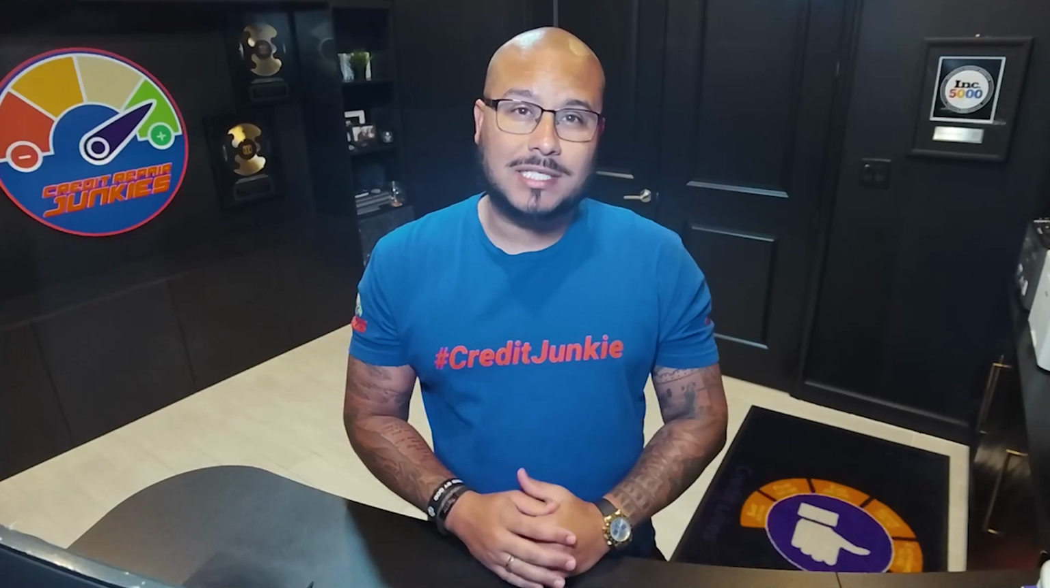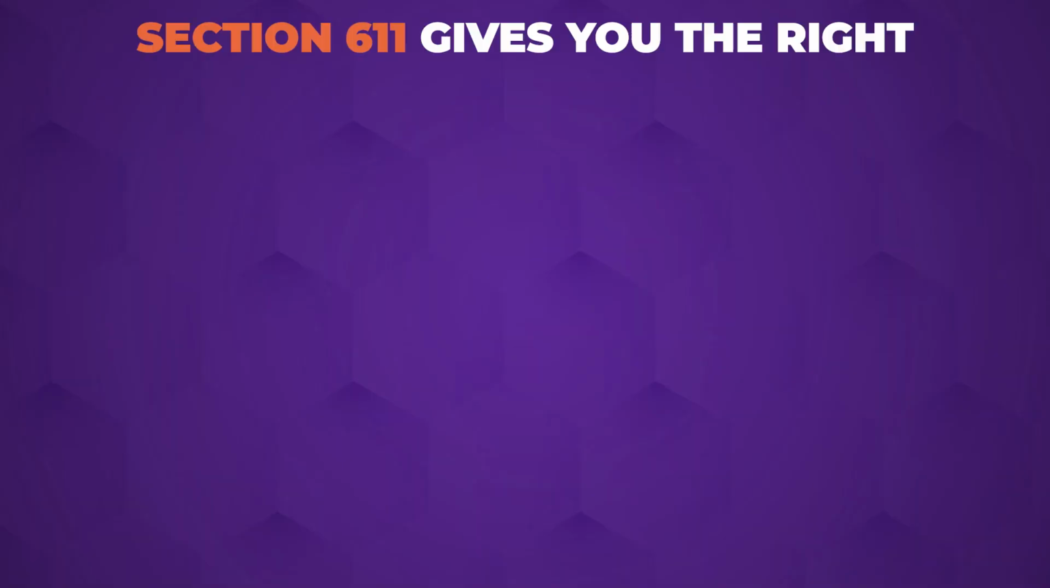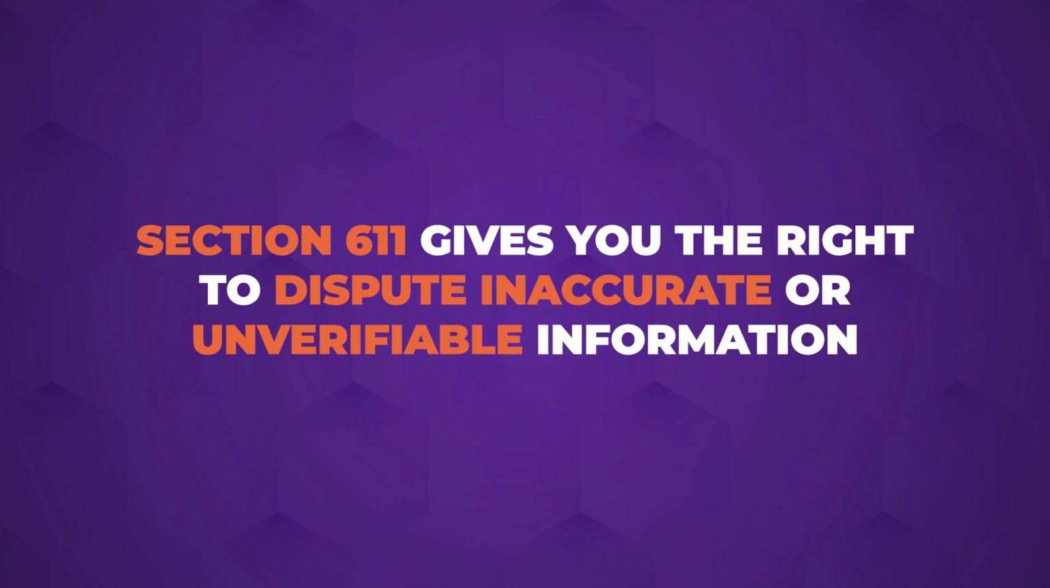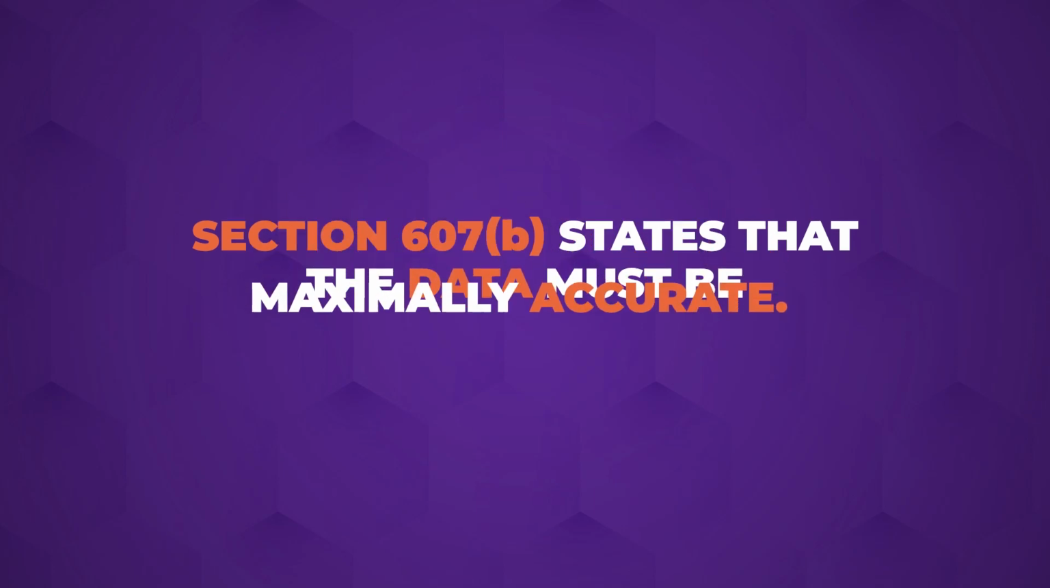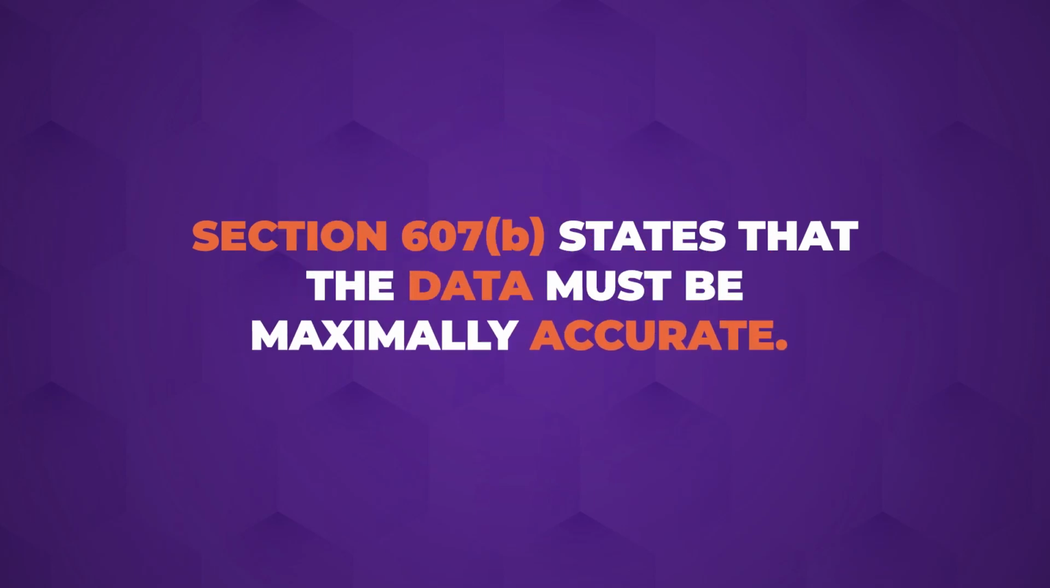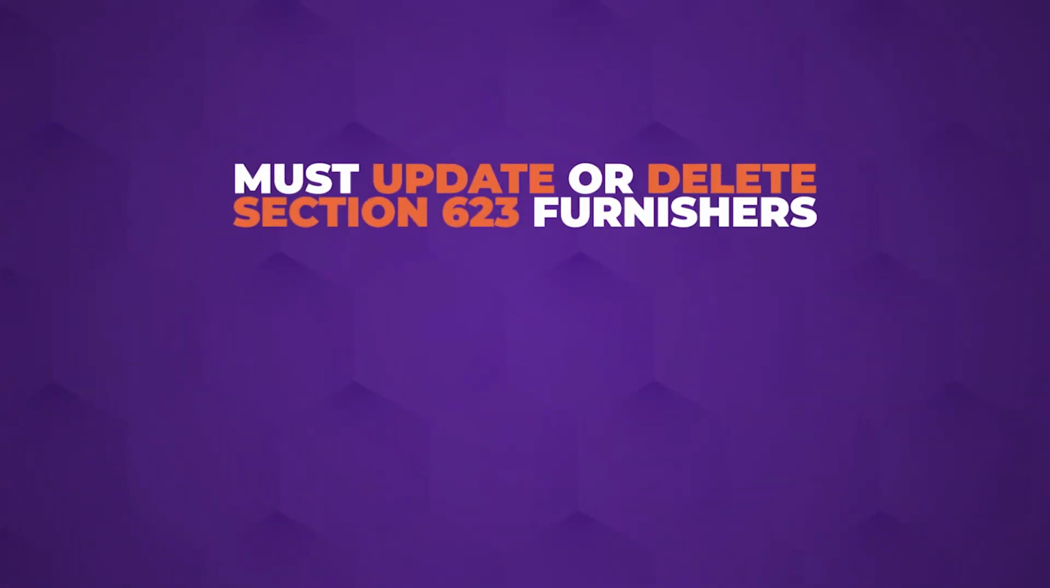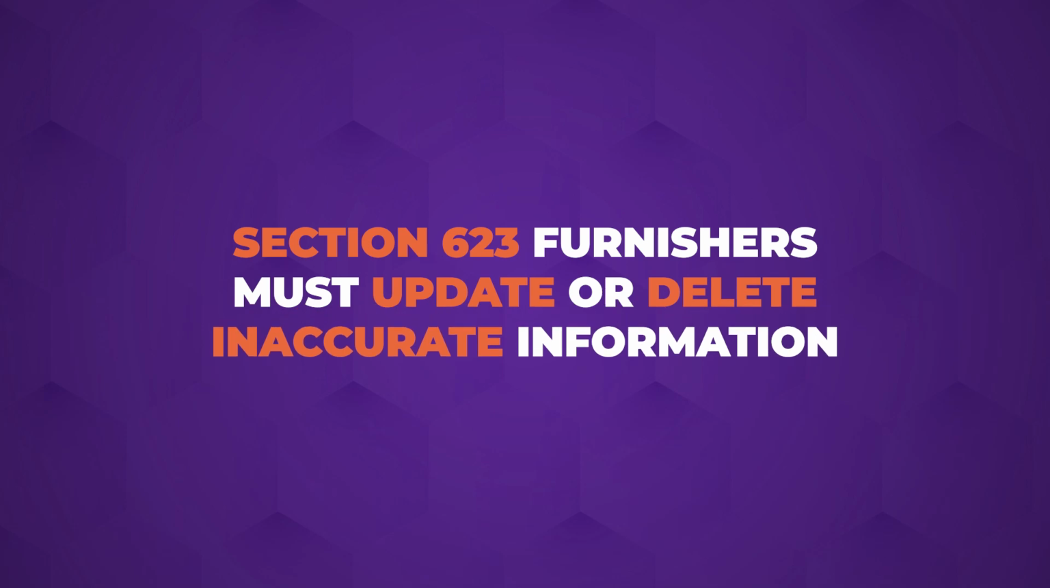The consumer laws that govern student loan reporting are the FCRA, the Fair Credit Reporting Act. Section 611 gives you the right to dispute inaccurate or unverifiable information. Section 607(b) states that the data must be maximally accurate. In Section 623, furnishers must update or delete inaccurate information.